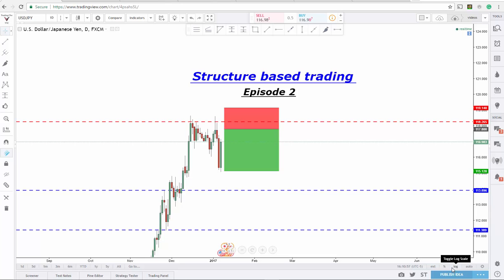And today what we'll be doing is going back and looking at some of the levels that we pointed out during our last structure-based trading episode and seeing how the market reacted off of those levels. I'll also be pointing out the new levels that I'll be looking at going into next week for trading opportunities.